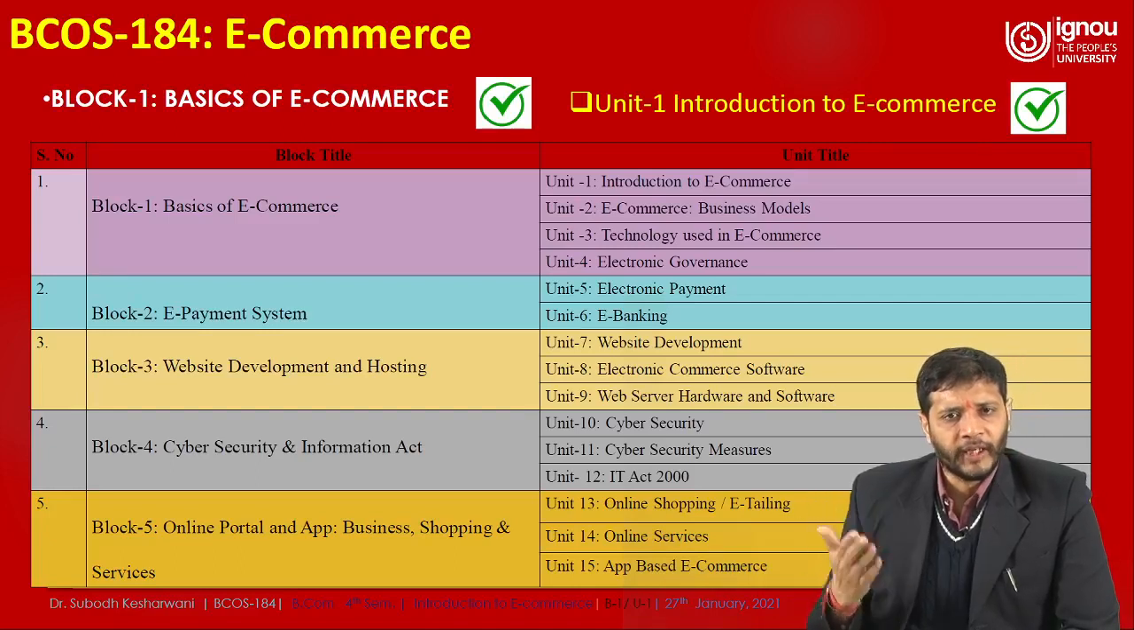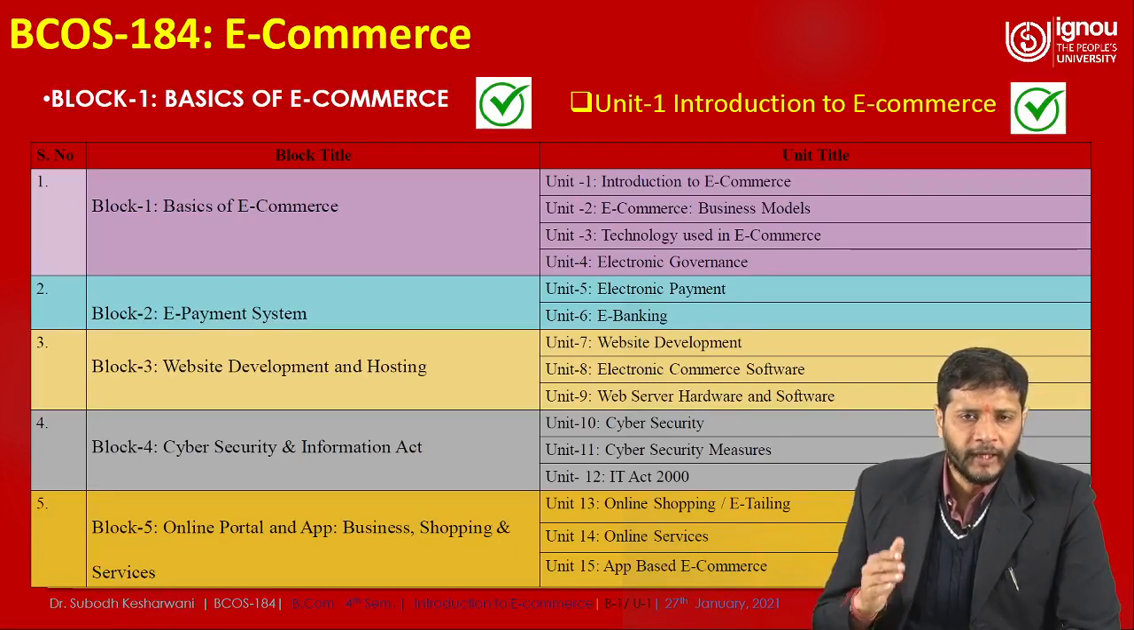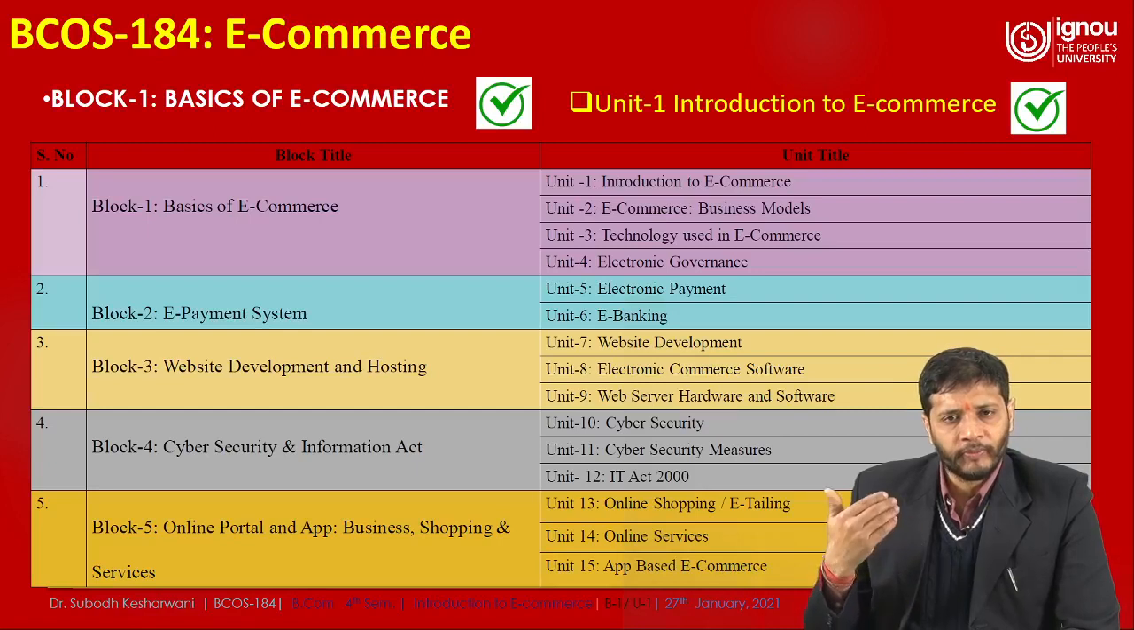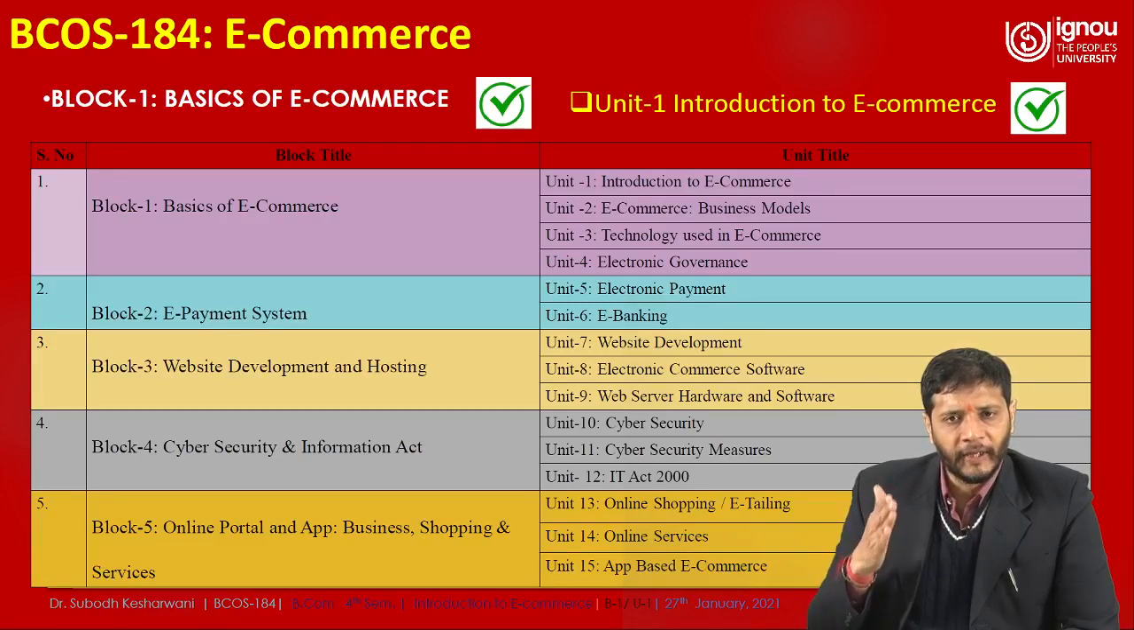Then you have Cyber Security and the Information Act. Cyber security is more about cyber security measures, and the IT Act 2000 is there. Since we now have an updated version of the IT Act 2000, we will talk about that in a more contemporary mode also. Then block 5 focuses on online portals and apps, and we have seen how e-commerce moved from e-commerce to m-commerce, and how app-based business is coming up, which was confined to the website base. Online shopping and e-tailing is there, then online services, then app-based e-commerce.